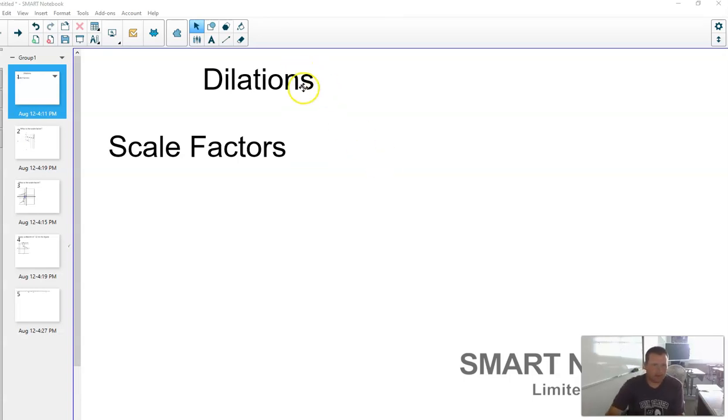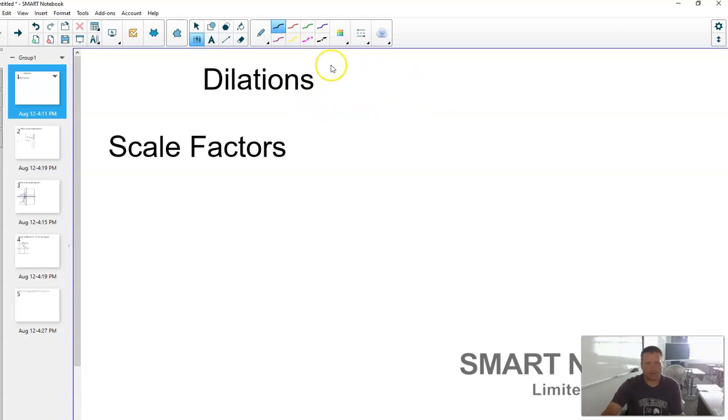We're going to look at dilations today, so we're starting to do units on similarity, and we're going to start with one of those things we call dilations. Again, some of this might look familiar. Hopefully we'll extend this idea and help you understand it a little bit better. So dilations deal with what we call scale factors.